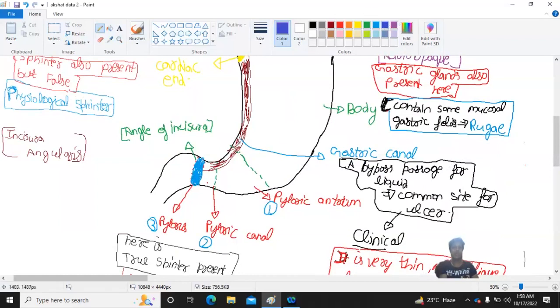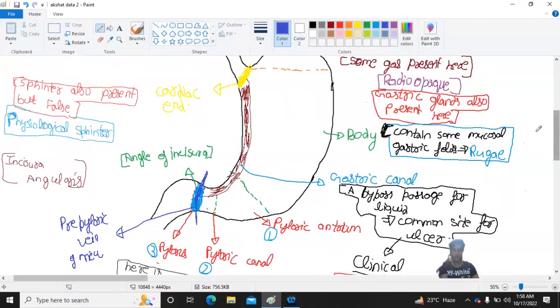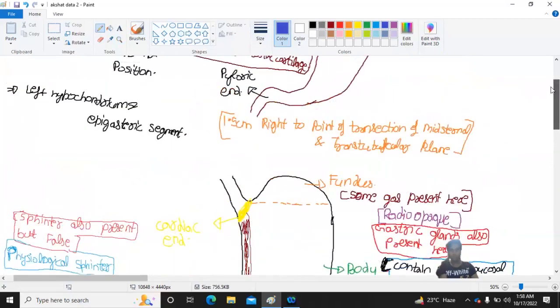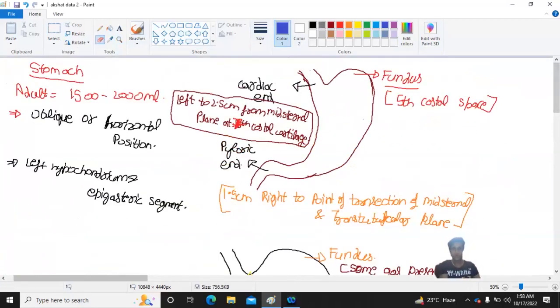We have drawn it previously in the venous system. This is the prepyloric vein of Mayo, which is in front of this. Just clean it.